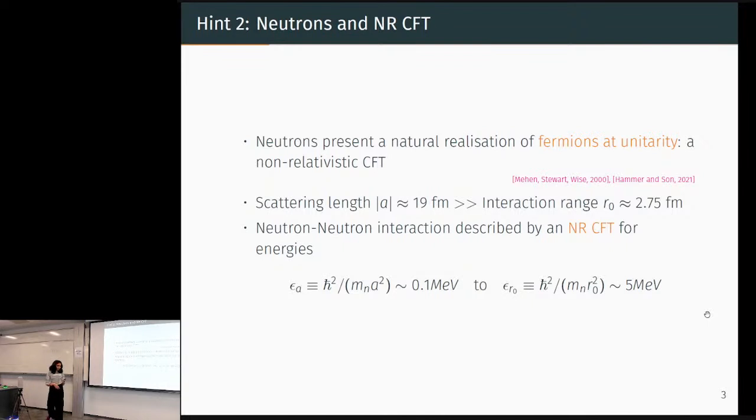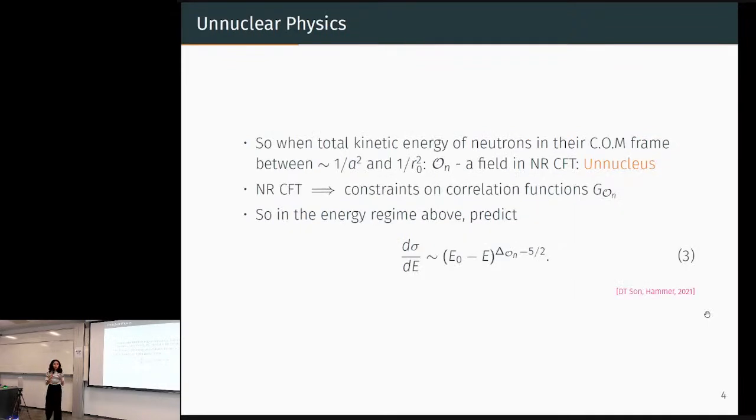If I now combine these two hints, which is first the breakdown of the differential cross-section into two parts, and second, what tells us about the interaction between the neutrons, it gives us this new picture called the unnucleus, which is that in a certain energy regime, we can model the interaction between neutrons as a field in a non-relativistic CFT. And taking motivation from Georgi's idea of unparticle physics, Son likes to call it unnucleus physics.